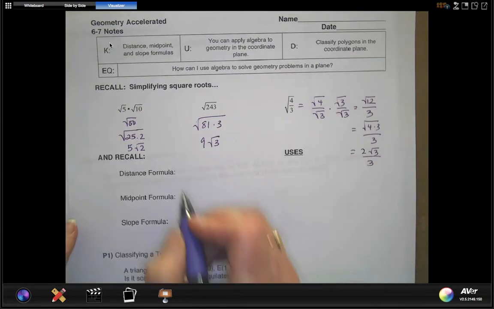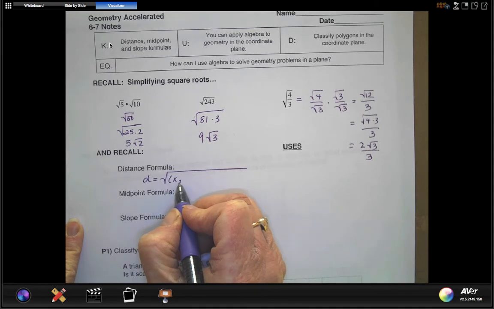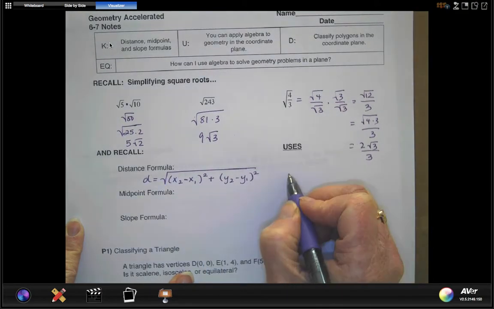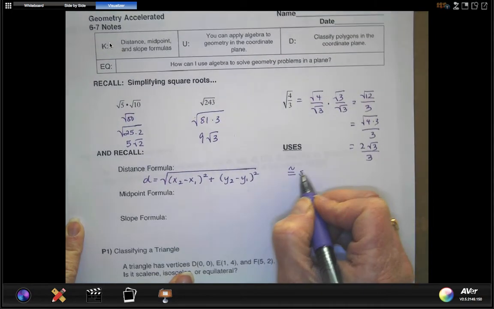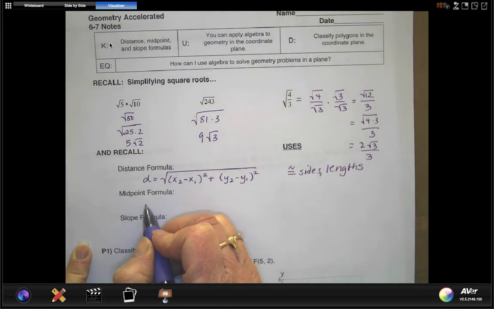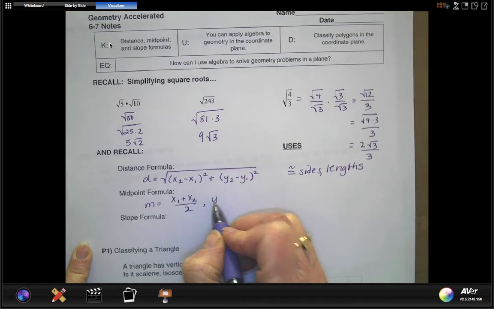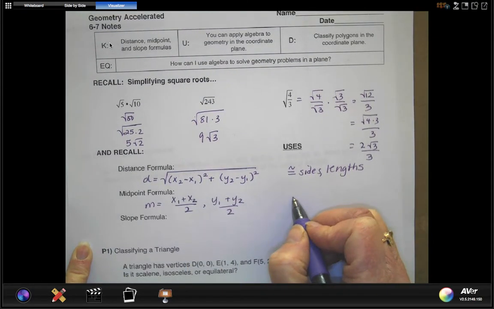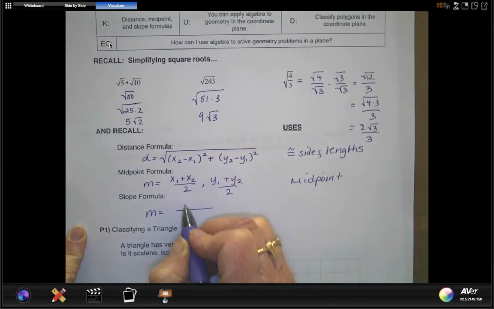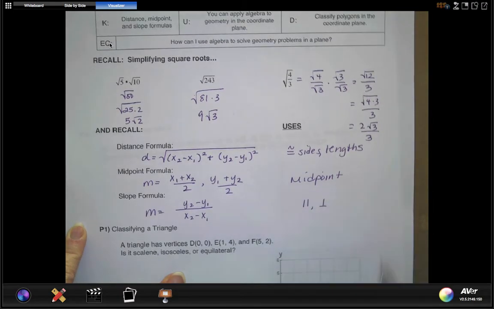All right. Another thing you want to recall here. So some formulas we want to recall. So we have the distance formula. So we have x2 minus x1 squared plus y2 minus y1 squared. So you can use this to show congruent sides or to find lengths. Your midpoint formula. So x1 plus x2 over 2, comma, y1 plus y2 over 2. Again, we'd use this if we want to find the midpoint. Slope formula. It's your change in y over the change in x. You could use this to show the lines are parallel or show that they're perpendicular.